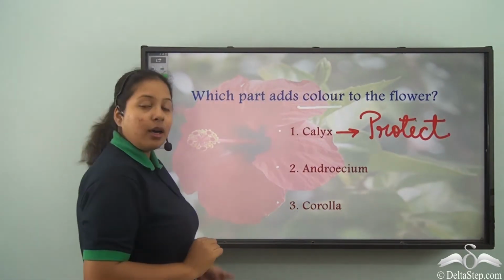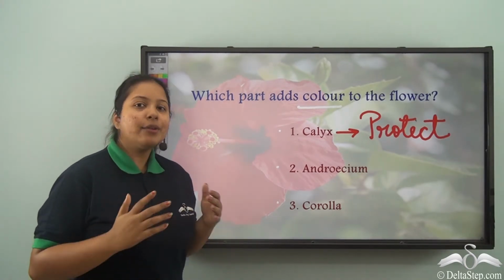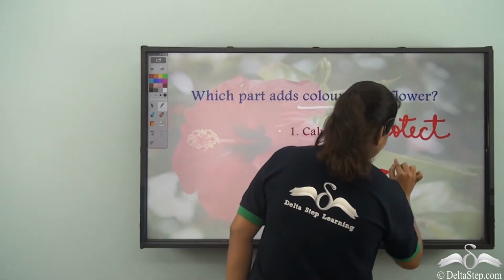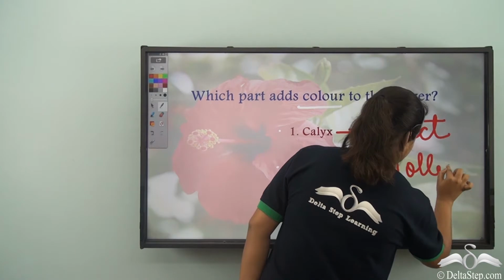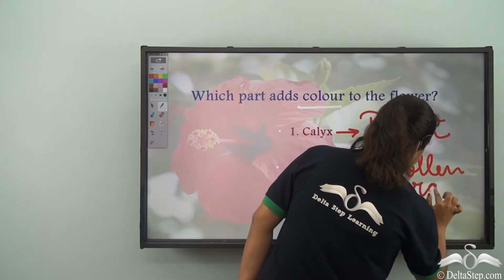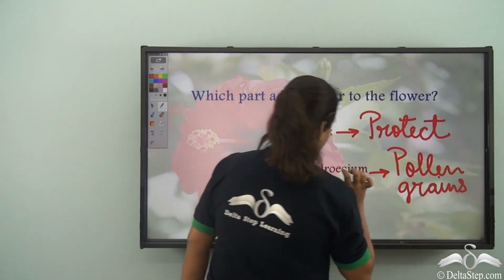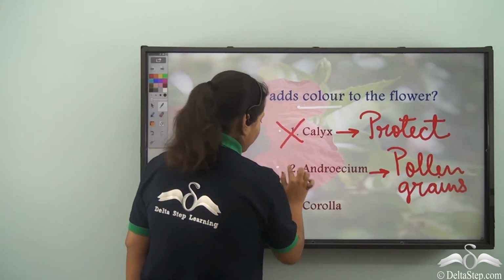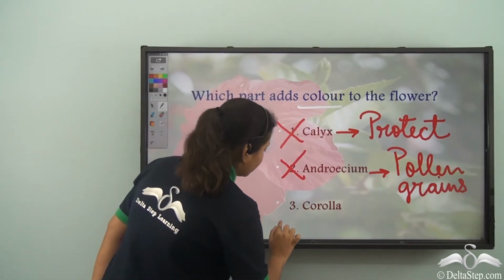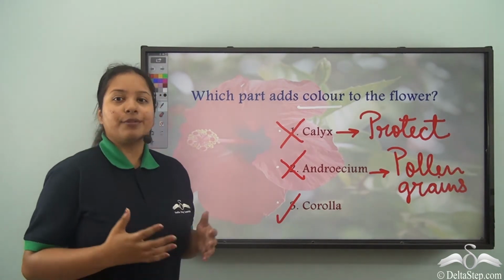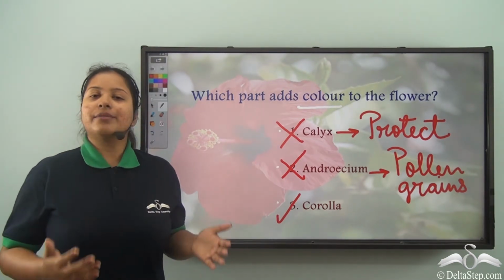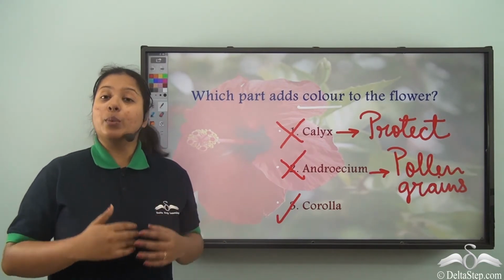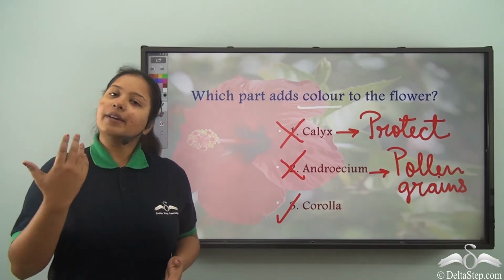Then we have the androecium, which is the male reproductive part. So what does it do? Well, it produces pollen grains, which helps in reproduction. So these two don't add color to the flower. These are the wrong options. So the correct option is corolla, which adds color to the flower and also makes it look very beautiful and attractive. So now, my dear kid, you know what are the different parts of the flower and their functions.